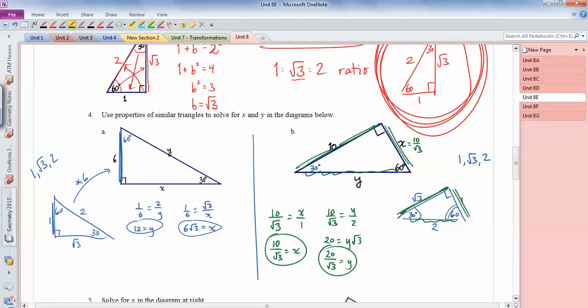And if you wanted to get those roots out of the denominator, I'll just do the 10 over root 3 one. You would have to multiply by a form of 1, which is root 3 over root 3, and you get 10 root 3 over regular 3. So that's also x. If you did it with y, you get 20 root 3 over 3 is y.